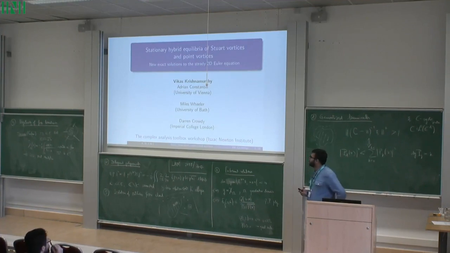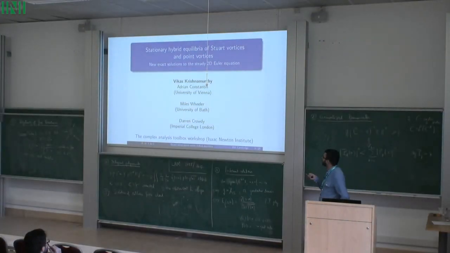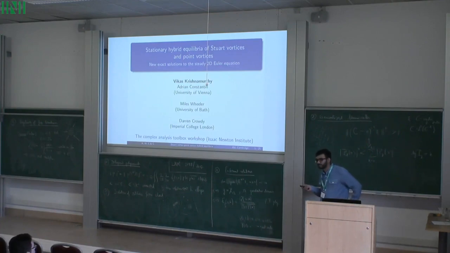I'm a postdoc at the University of Vienna. This is joint work with Adrian Constantin in Vienna. Miles was a postdoc at Vienna as well, but recently, just last week actually, he started as a lecturer at the University of Bath, and also with Darren. Just one note: if you see anywhere a combination of these letters, it basically means the 4 authors listed here.